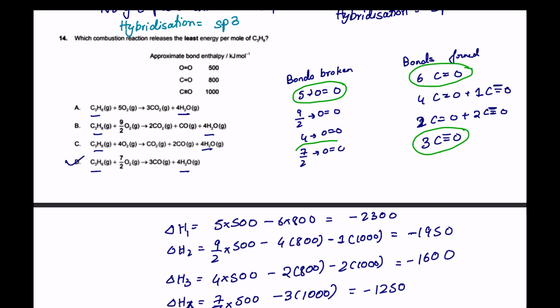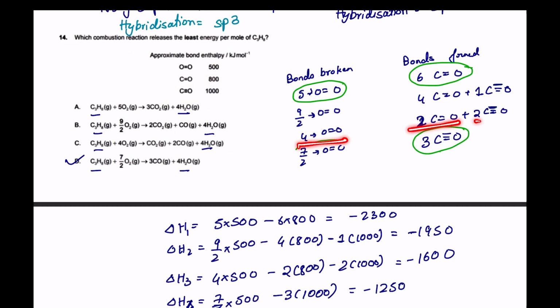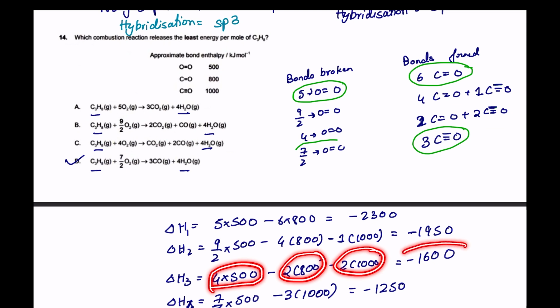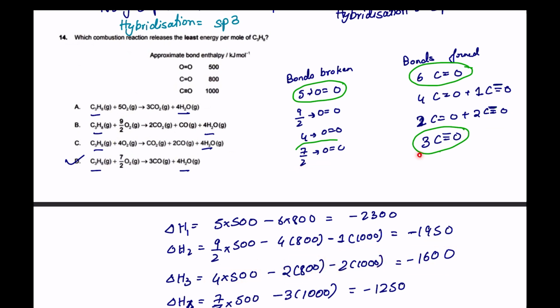In the next part, we have to do the same thing. So 9/2 moles of O=O bonds were broken. So energy that has to be applied is 9/2 times 500. And how much energy would be released? We have 4 C=O bonds and 1 C≡O bond. So 4 times 800, 1 times 1000. This is 800, this is 1000. Coming out as minus 1950. In the next one again, 4 O=O bonds, 2 C=O and 2 C≡O bonds. So 4 times 500 minus 2 times 800 minus 2 times 1000, resulting in minus 1600. In the last one, you have 7/2 times 500 and you have 3 C≡O bonds. So it becomes minus 3 times 1000. On summing, it becomes minus 1250.